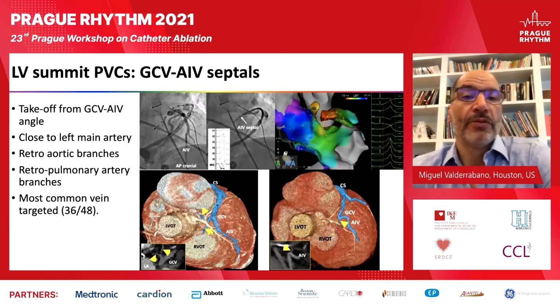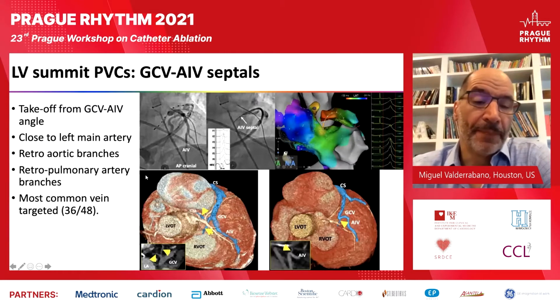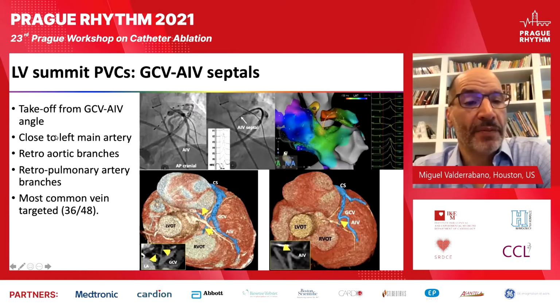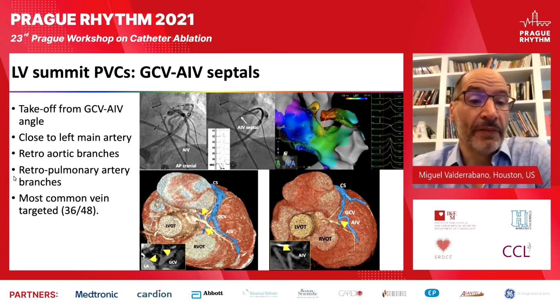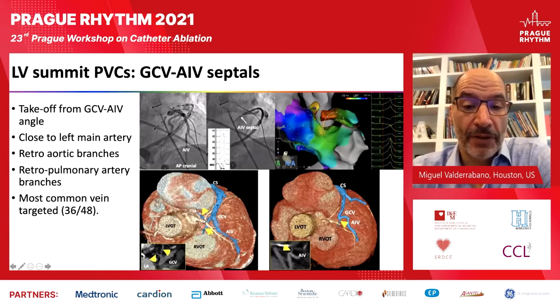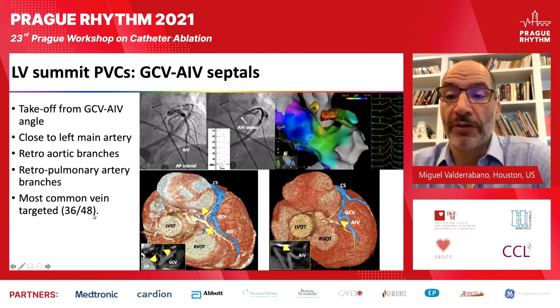More commonly, we would use septal veins for targeting LV summit arrhythmias. The septal veins were defined as those that arose at the origin of the anterior interventricular vein or later on in the anterior interventricular vein. They would be close to the left main coronary artery, and they may have retroaortic branches as shown here. And this was the most common targeted vein.